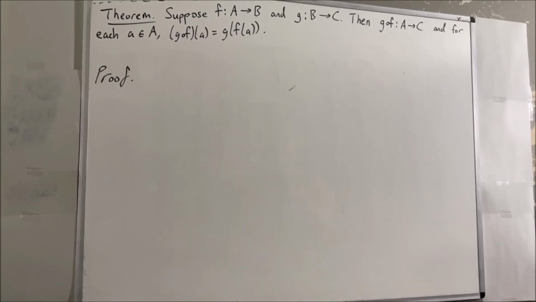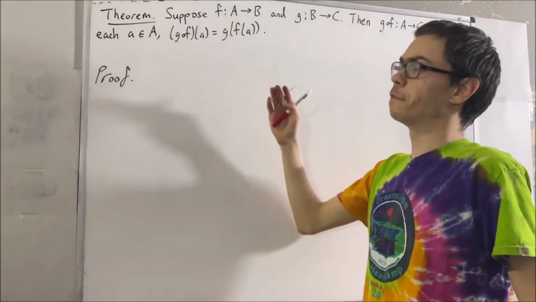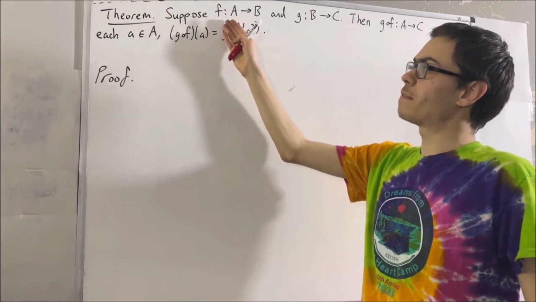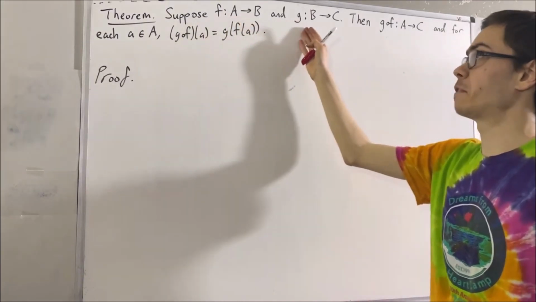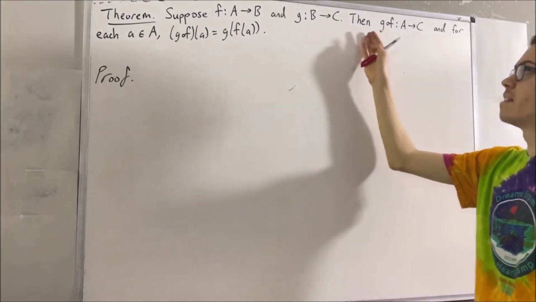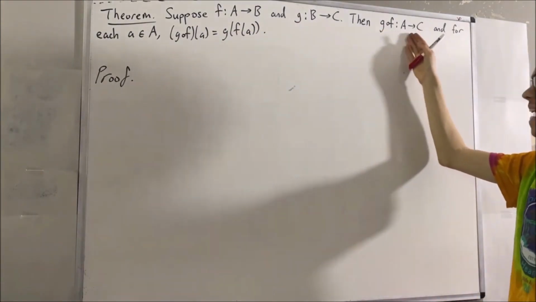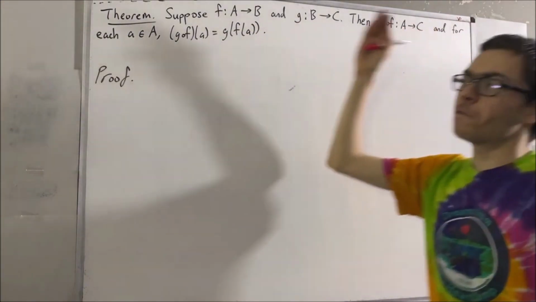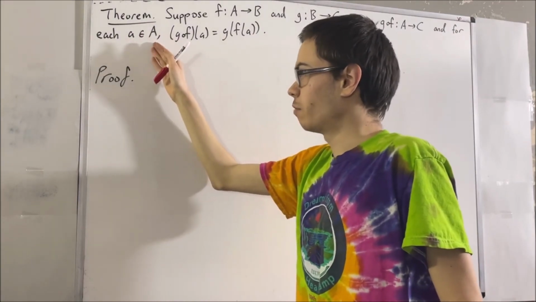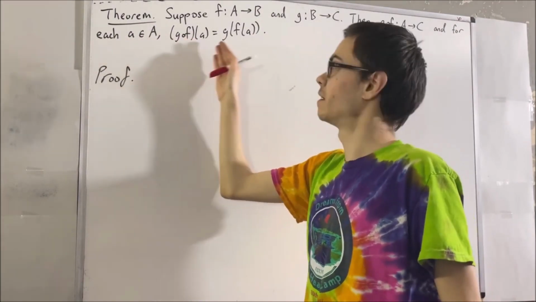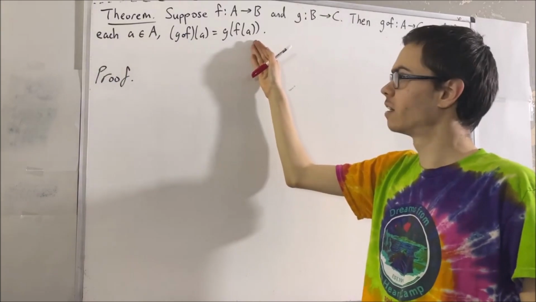Hello! In this video, we are going to prove the following theorem. Suppose f is a function from A to B and g is a function from B to C. Then, g compose f is a function from A to C, and for every element a in A, we have that g compose f of a is equal to g of f of a.